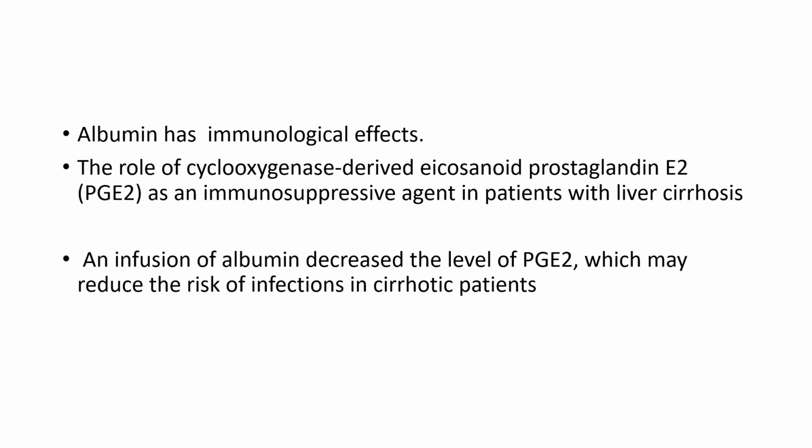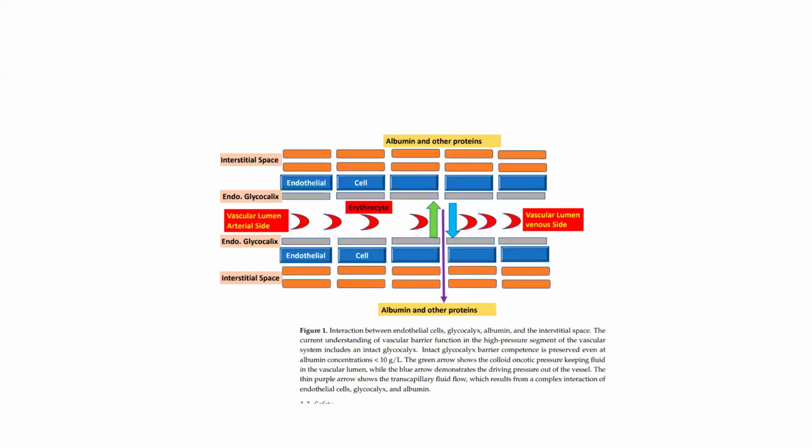Not only this, albumin also has an immunological effect. PGE2 acts as an immunosuppressant agent in patients with liver cirrhosis. If you infuse albumin, it decreases the level of PGE2, which will reduce the risk of infection in cirrhotic patients. This is the diagrammatic representation which shows the interaction between glycocalyx, albumin, and the interstitial space.